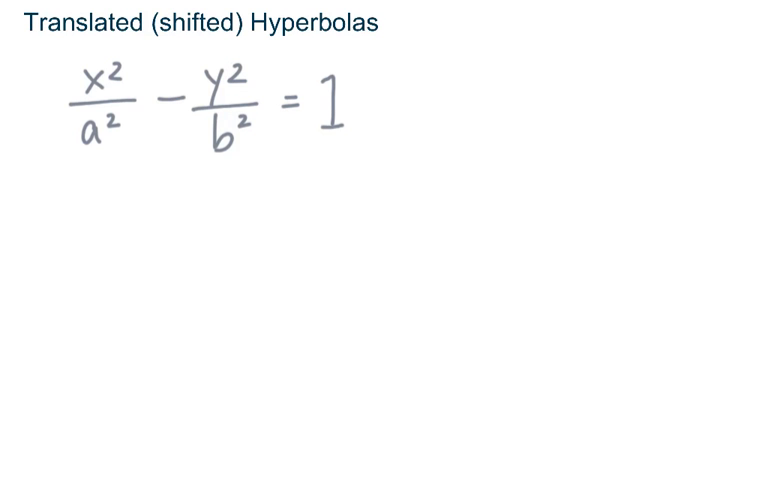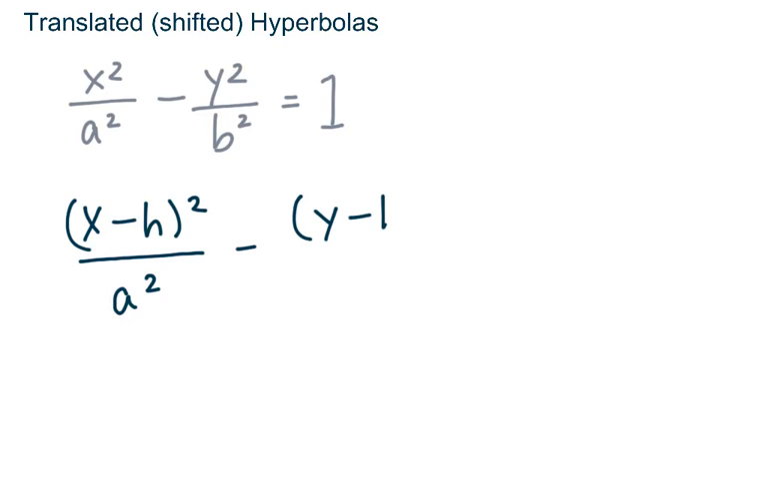Welcome. In this video, we are going to talk about translated or shifted hyperbolas. In the video before this, we looked at hyperbolas that were centered only at the origin. And the main difference here is we're going to add that h and k value. So we're going to say (x minus h) squared over a squared, and then we've got (y minus k) squared over b squared, that would be equal to 1.